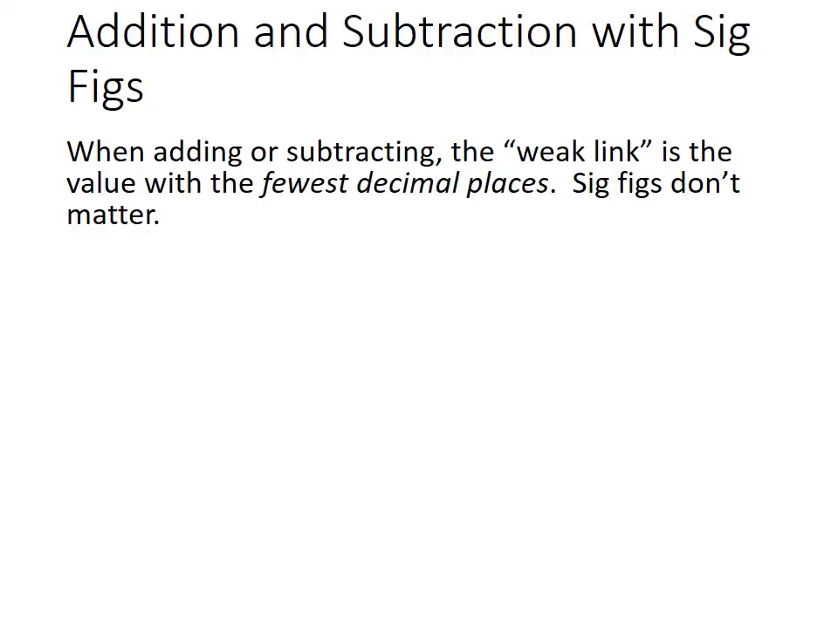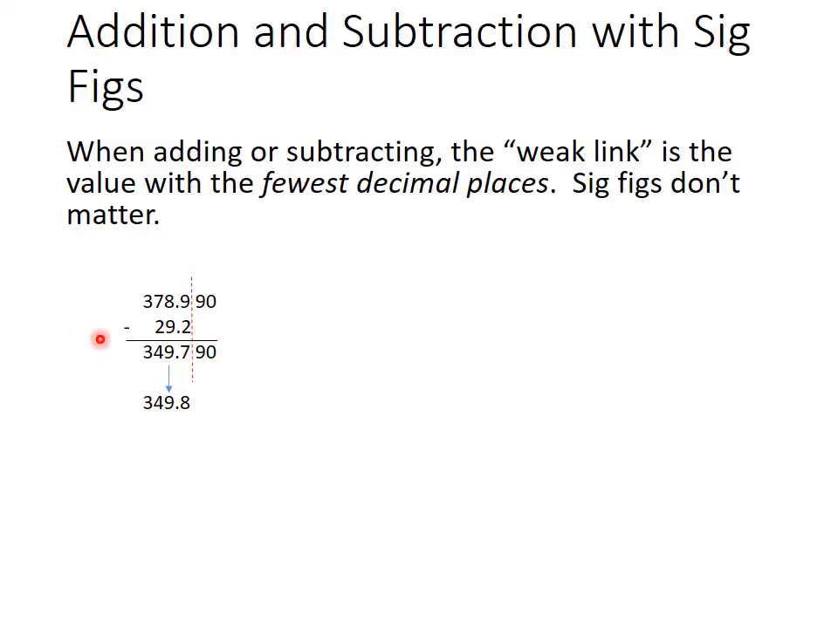This video will go over the rules for treating calculations with sig figs again. That still seemed to be a bit of a sticking point in class. To begin with, when you are adding or subtracting, the weak link is the value with the fewest decimal places. You can ignore sig figs while you are adding or subtracting. Let's take a look at an example.